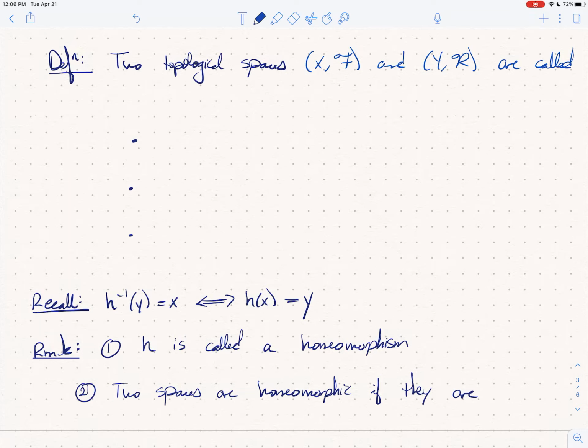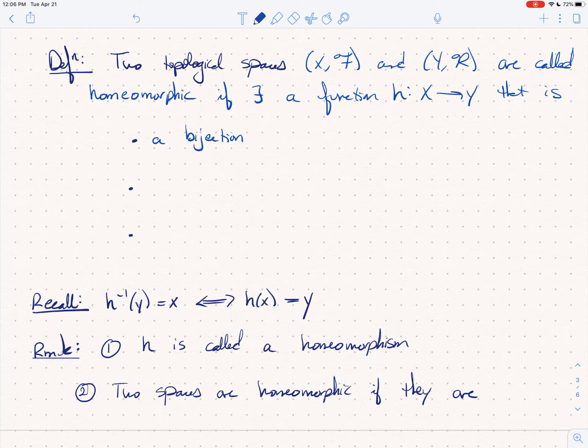Two topological spaces, X endowed with a topology F and Y endowed with a topology R, are called homeomorphic, spelled h-o-m-e-o-m-o-r-p-h-i-c. They're homeomorphic if there exists a function h from X to Y that has three properties. The first is that h needs to be a bijection. Just to remind you, that means it's one-to-one and onto. So h from X to Y is a bijection.